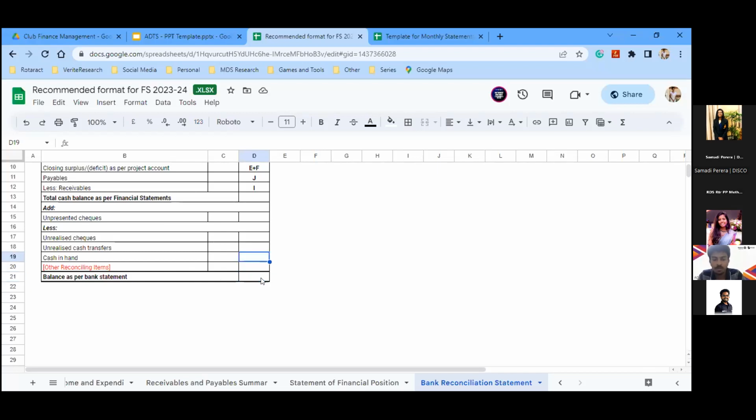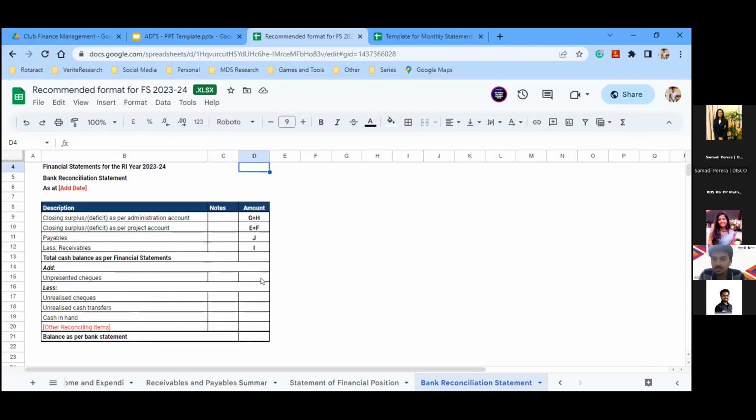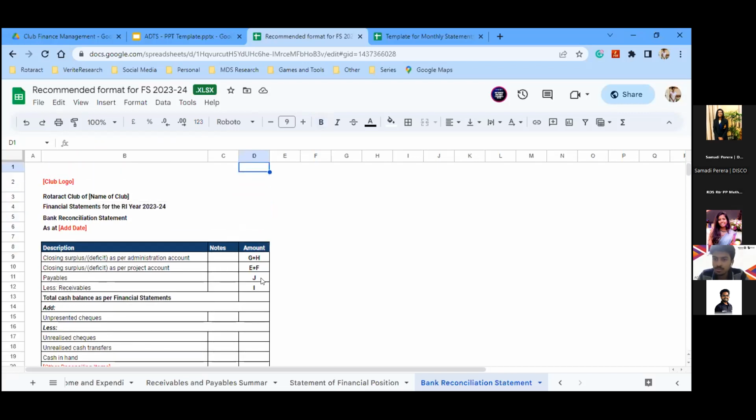Right, so that is the whole point of the bank cash reconciliation. It is to make sure that your financial statement balances and the balance in your bank actually match up once you've made the adjustments for stuff like checks, unrealized cash transfers, cash in hand, payables, receivables, etc. So the whole point of this is basically to make sure, in a way, that your math is correct also. Yeah.